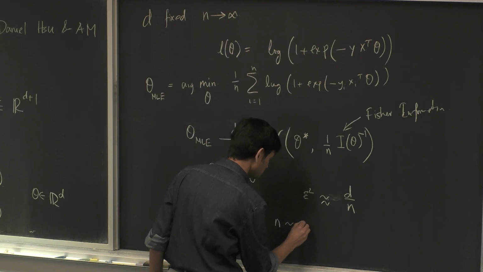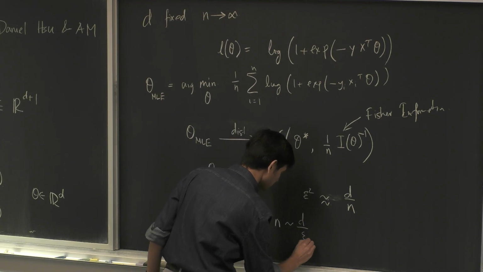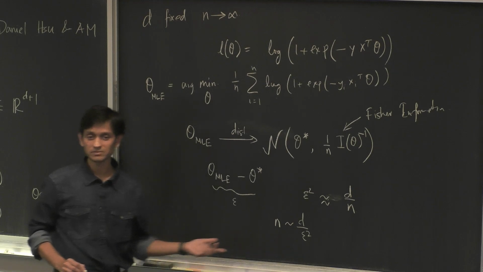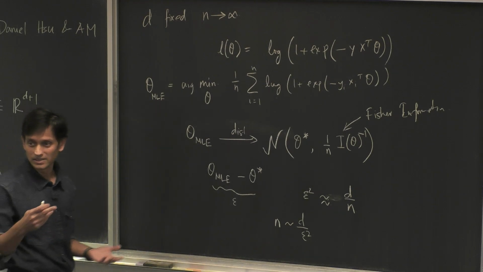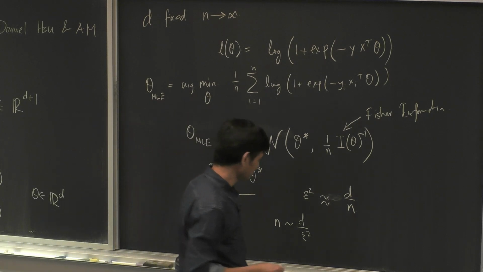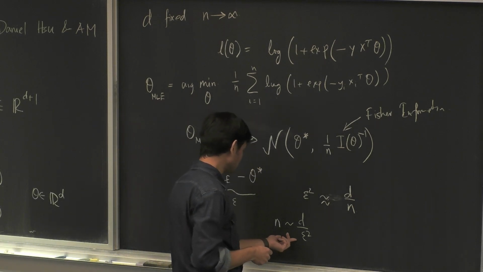So that is proportional to d over epsilon square. And this is very satisfactory for a lot of problems. You get to see this type of error rate. So n is about d over epsilon square if it is a high dimension. Okay, that's all very good.